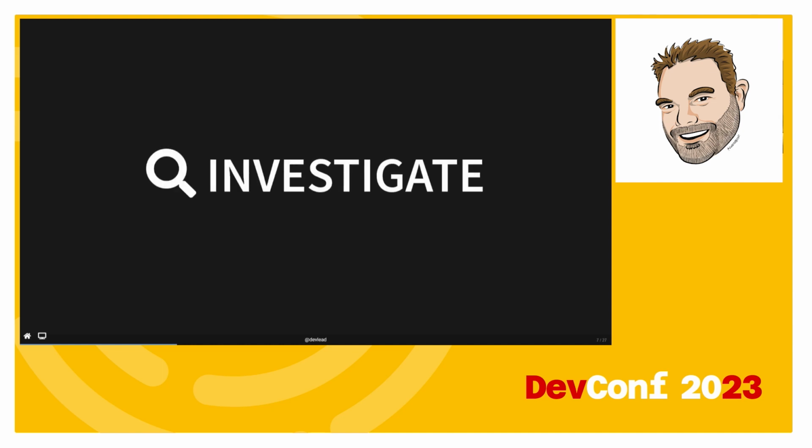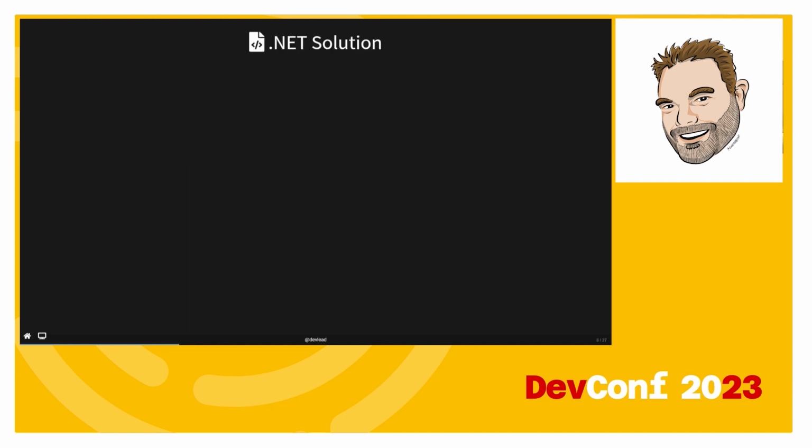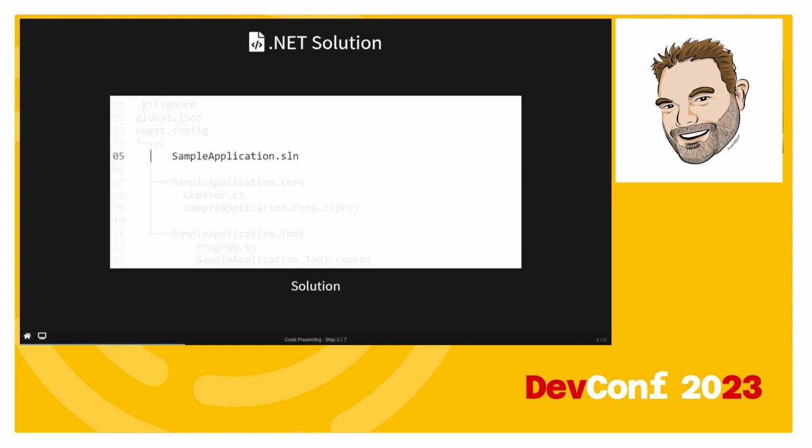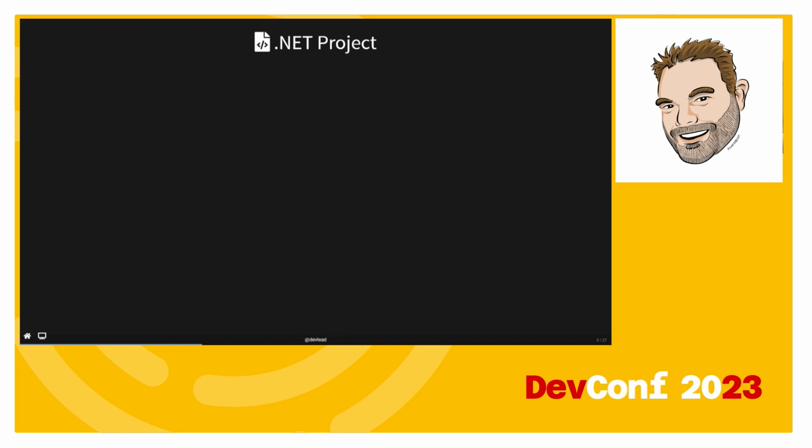So if we start with investigate. A regular .NET solution looks probably something like this. You will have a solution file. You will have some kind of library or something, and hopefully you will have some code that executes. You will often have a NuGet source config with which sources you're fetching your dependencies from. It will have maybe a global JSON, which you have for repeatable builds to pin the version of .NET you're using. And you will have a project file which has dependencies.